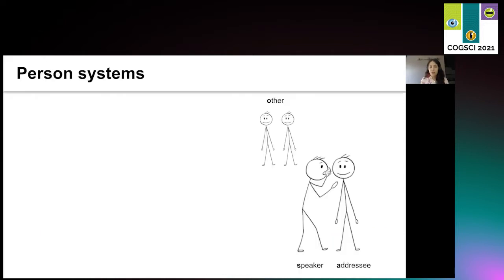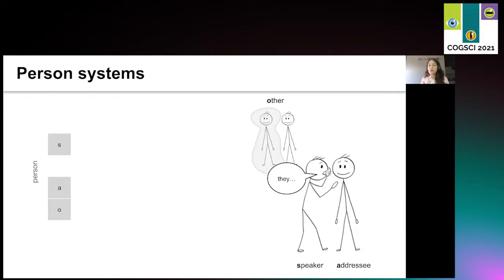So let's start by talking about person systems. Person systems are ways in which languages categorize or refer to individuals as a function of their role in the context of a speech. The most typical way in which languages lexicalize person categories is by using personal pronouns. For example, in English, we can use the pronominal form I to refer to the speaker in the context, and the pronominal form you to refer to the addressee. And we can also refer to other people who play no role in the context of a speech by using a pronominal form such as they, he, she, it, etc.